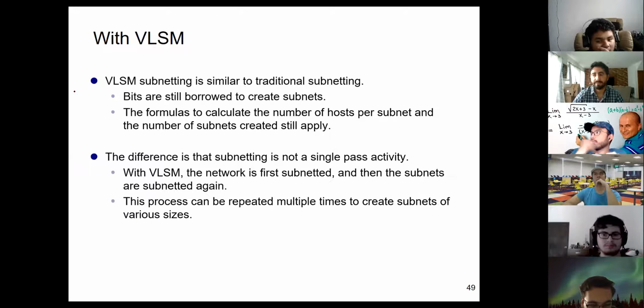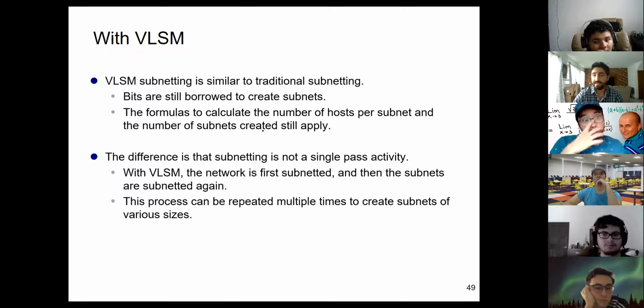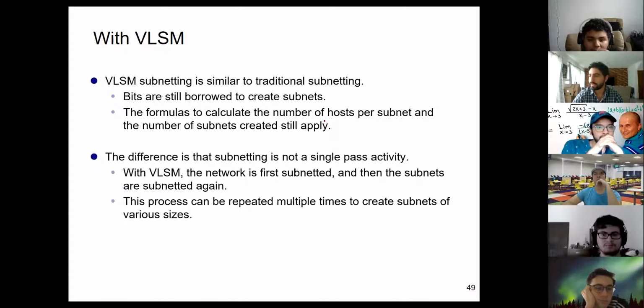VLSM subnetting is similar to traditional subnetting. It's nothing weird here. I mean, don't get scared with the name. Bits are still borrowed to create subnets. The formulas to calculate the number of hosts per subnet and the number of subnets created still apply, so nothing weird there. Still all those rules apply.